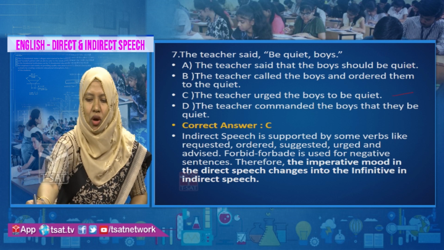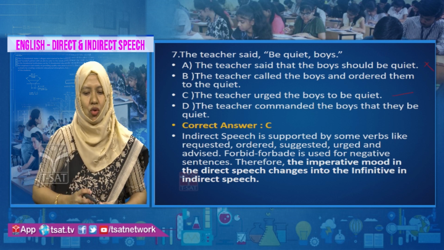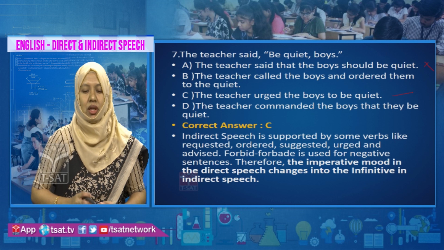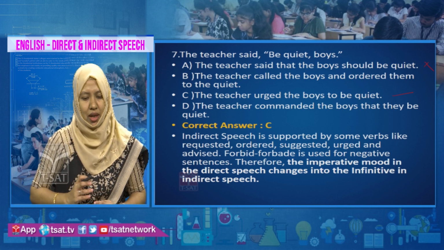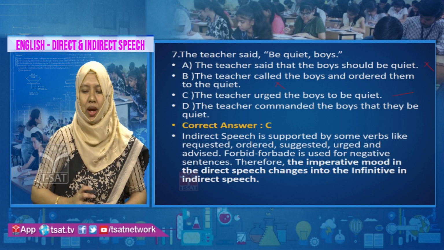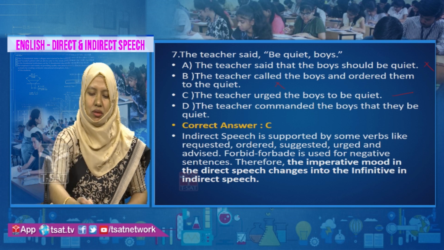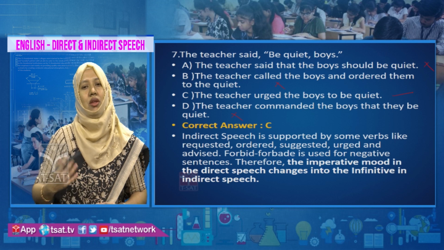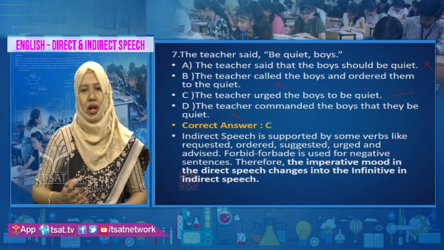The teacher said the boys should be quiet. This is wrong. The teacher called the boys and ordered them to be quiet. Option B also is not correct. The teacher commanded the boys that they be quiet. This option also is wrong. The teacher urged the boys to be quiet. The teacher ordered the boys to be quiet.